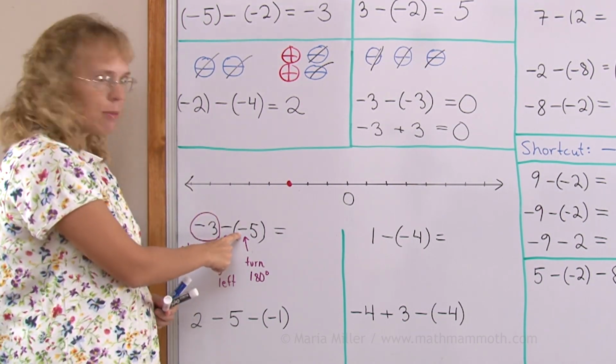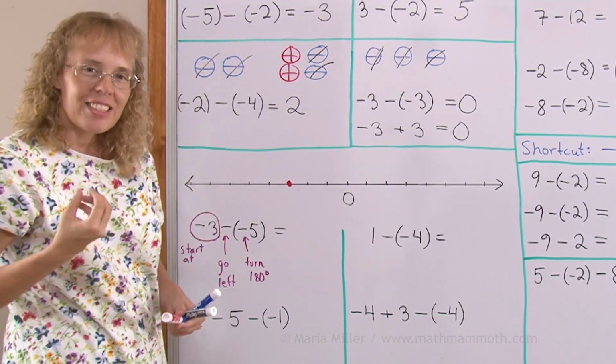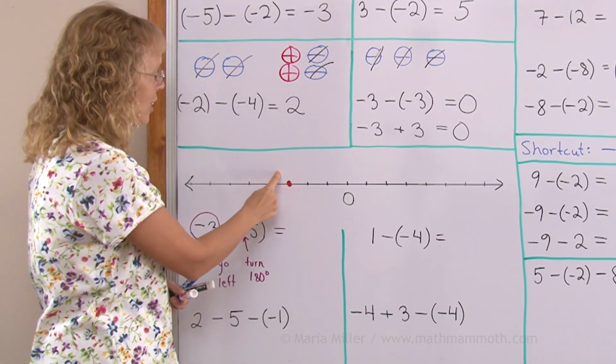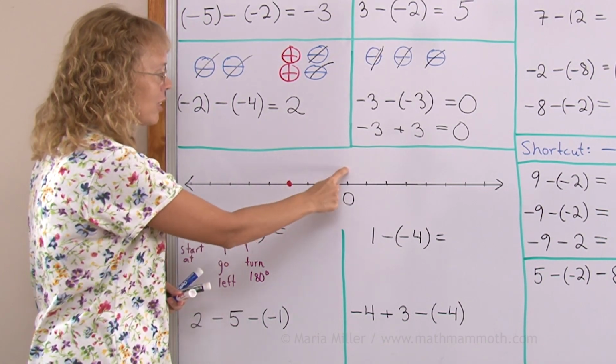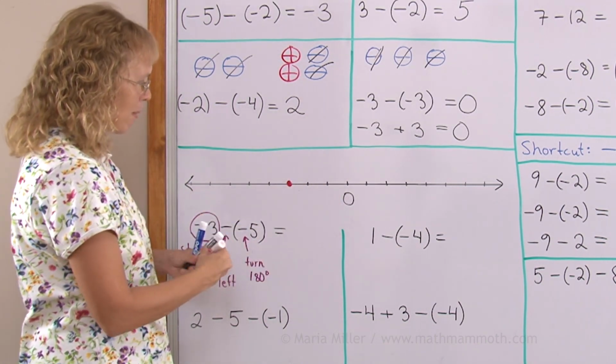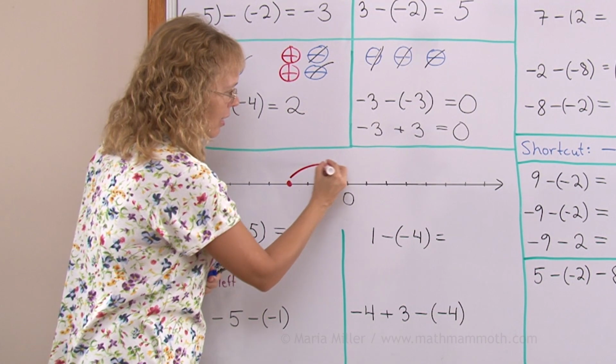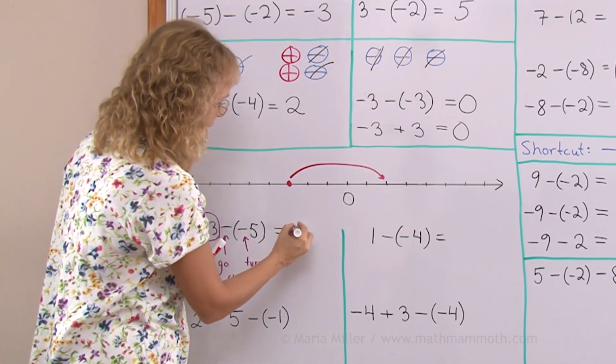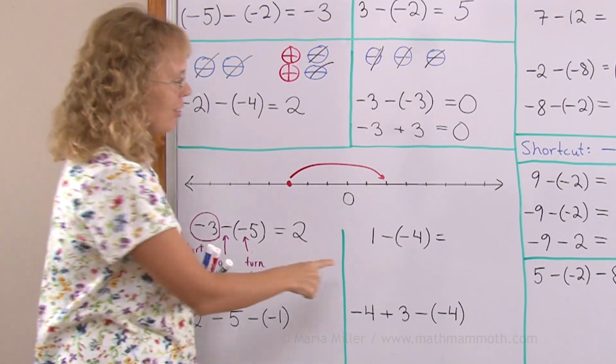But then there's this other minus here. And think of it as if turning you 180 degrees so that even though you are starting to go this direction, you turn and you go this direction instead. 5 steps. 1, 2, 3, 4, 5. And so you end up here at 2. Kind of interesting. Let's try it again here.